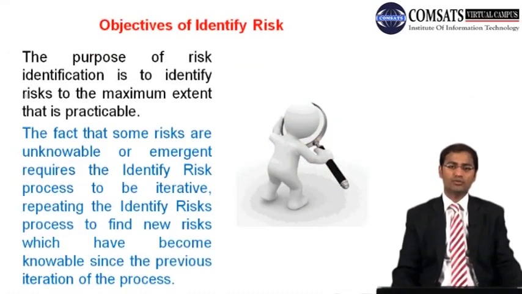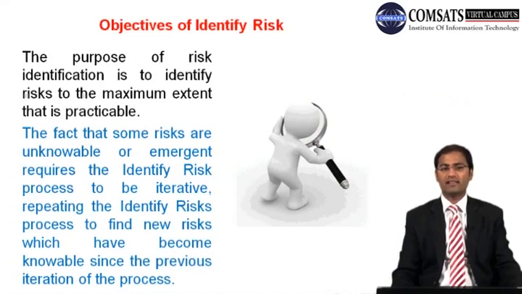First things first, what is the objective of identify risk? The answer is very straightforward: you want to identify all the risks. That is the objective. And by all the risks, you mean the events which may have a positive or negative impact on the objectives of your project. So the purpose of risk identification is to identify risks to the maximum extent that is practicable. Not 1,000, just 200 out of that. The fact that some risks are unknowable or emergent requires the identify risks process to be iterative.